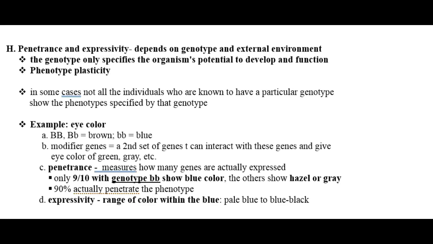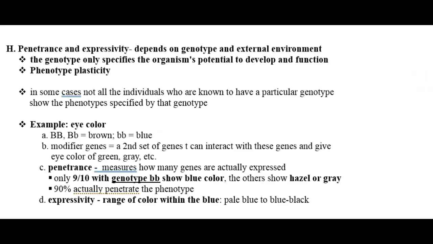Next we're going to be looking at something that's going to lead us right into C4, our next handout. Something called phenotype plasticity. You don't need to know these words, penetrance and expressivity. Just know that your genotype only specifies your potential. So, you have your DNA, how it's expressed depends on the genotype, but also the external environment, which is what we're going to be talking about.